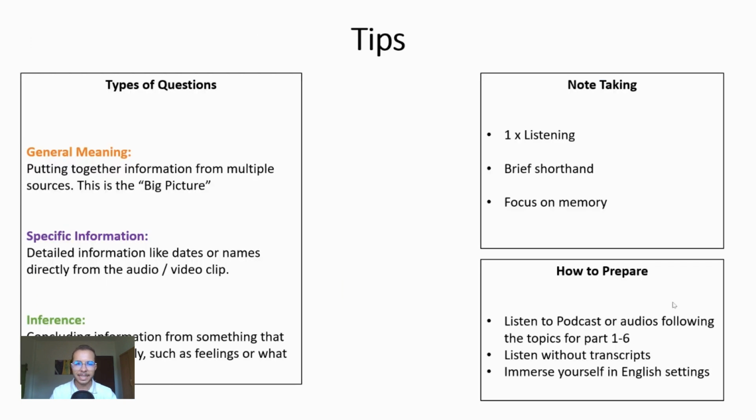Okay, let's finally get into our tips. This is what you're most likely wanting to know. With each of the parts 1 through 6, you will have 3 different types of questions. General meaning questions, specific information, inference. General meaning questions are the most basic ones.